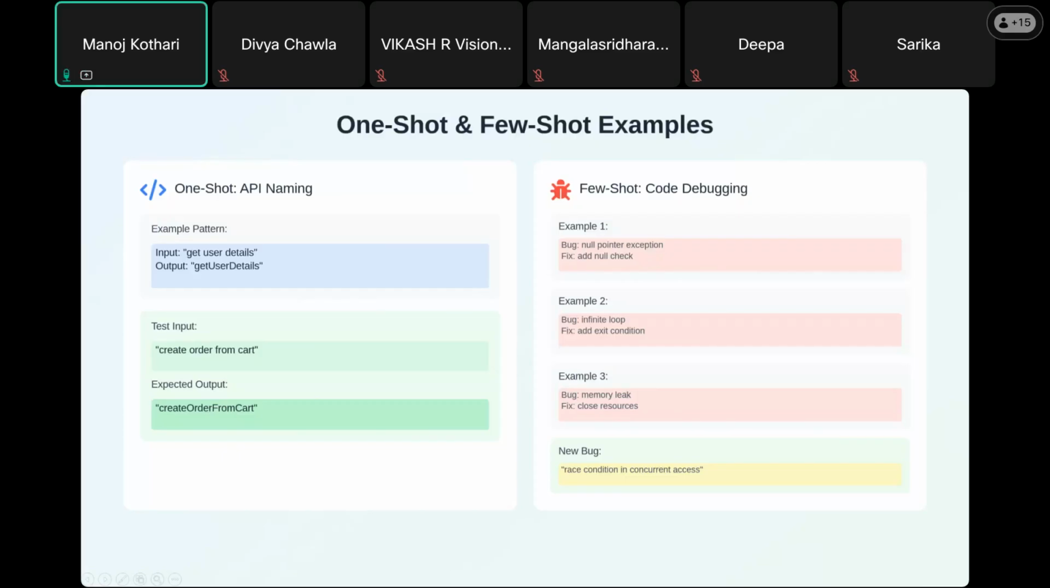Are you understanding this? Yes, sir. So that is zero shot programming where we don't have any examples, but we would like to have some response out of it.